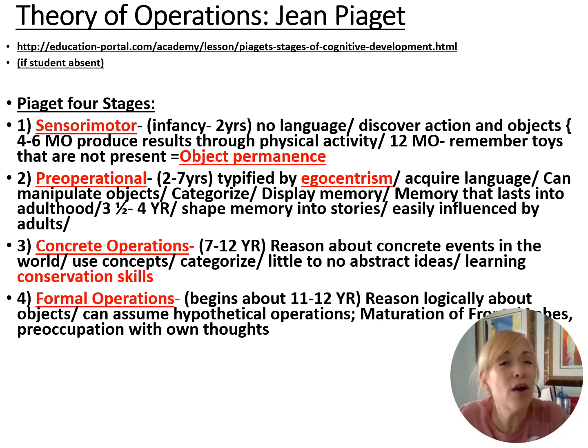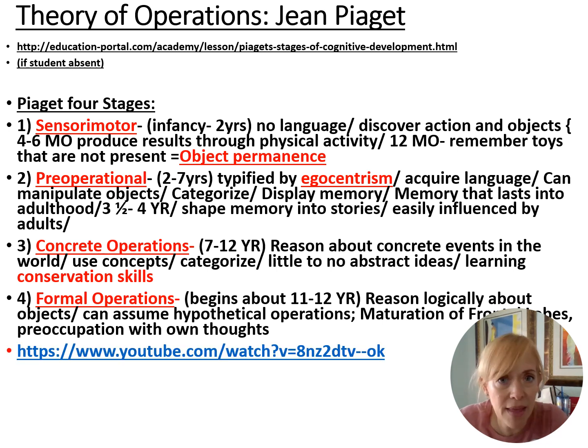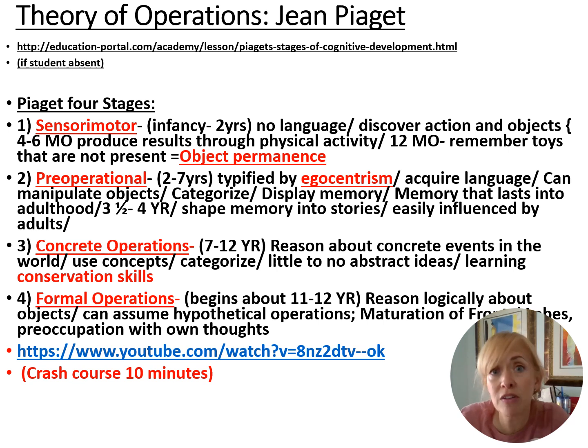And we know that he really dropped the ball on the first theory, which is the sensory motor theory, where he basically said that babies didn't know anything, that babies were not smart, that babies had no language, they were just kind of discovering what they do to manipulate things around them. He also said that between 4 and 6 months, they're going to produce results through physical activity, which is true. He also said by the year, they're going to remember that toys are not present, and he came up with the word called object permanence.